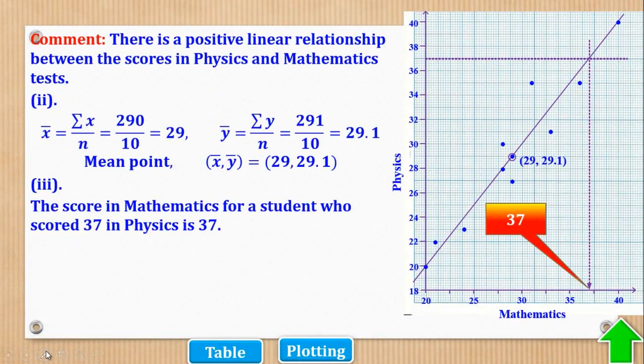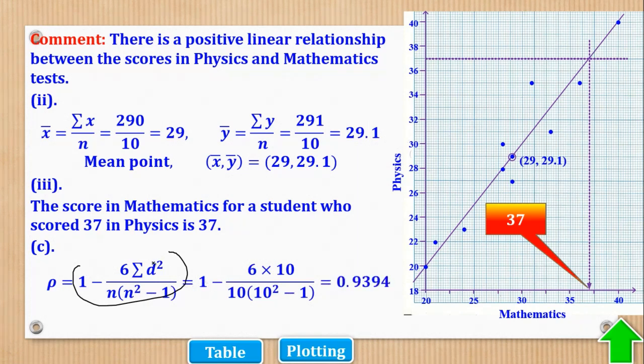So we shall come here, quote the formula for rank correlation coefficient, substitute for summation of d squared and the value of n. N means the number of pairs, which is this also. Then use a calculator to come up with that value. The next is to comment.